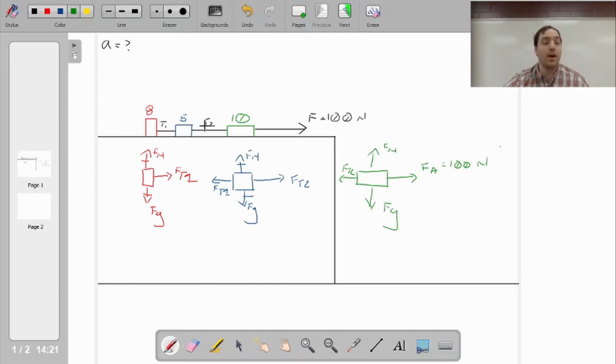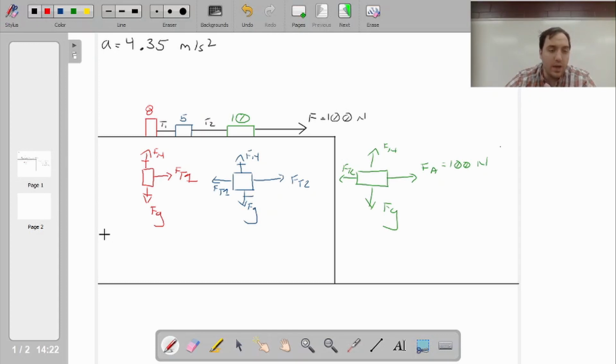Now, how do we find our tensions? Well, I already found the acceleration of the system. Based on our calculations, it was 4.35 meters per second squared, which means that this block is accelerating at 4.35 meters per second squared, as is this one, as is this one. Because the system is accelerating at that rate, each object in that system is accelerating at that rate.